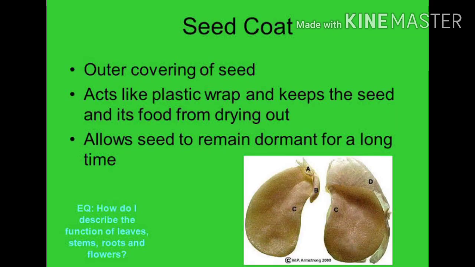The first part is seed coat. Seed coat is an outer hard covering of the seed. It acts like plastic wrap and keeps the seed and its food from drying out. And also it allows the seed to remain dormant for a long time, so the seed coat protects the baby plant until the seed germinates.